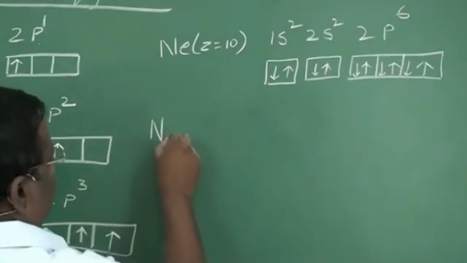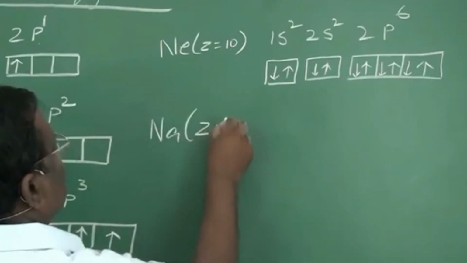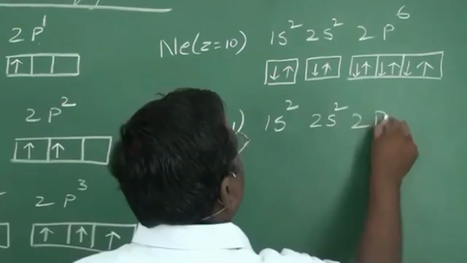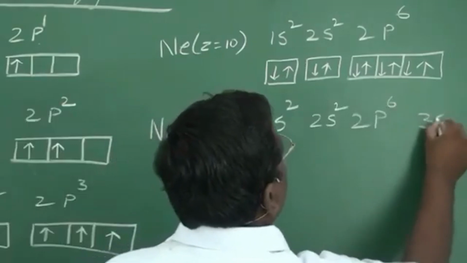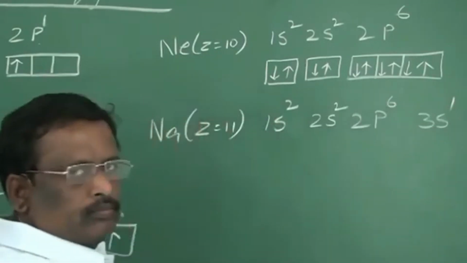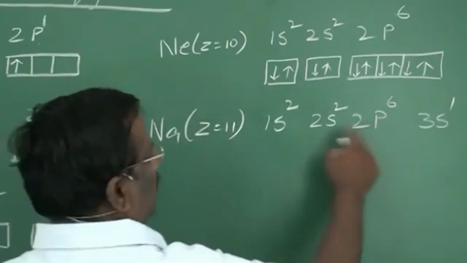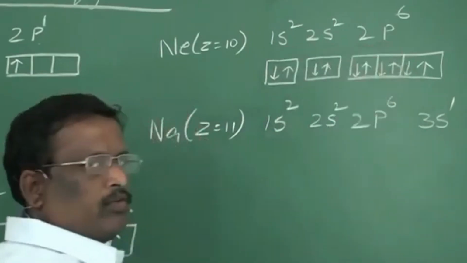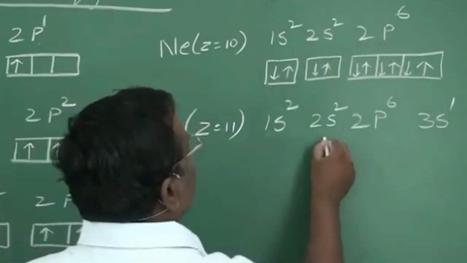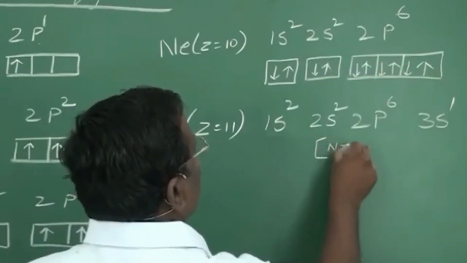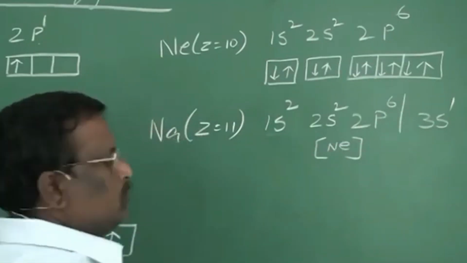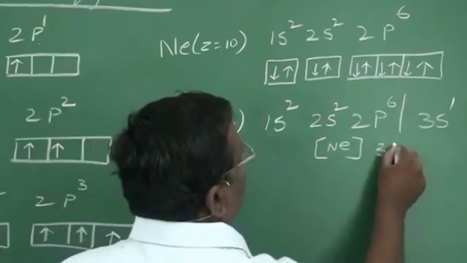Sodium, electronic configuration is 1s2, 2s2, 2p6, 3s1. Because up to this the electronic configuration becomes the neon configuration, this electronic configuration can also be represented like this: neon, because up to this it is neon configuration. So it can be represented like this also, neon 3s1.